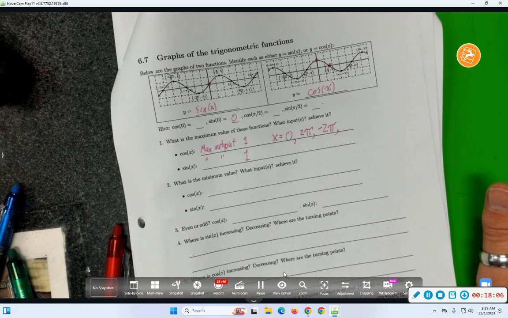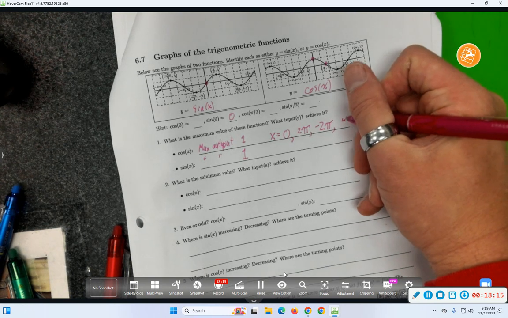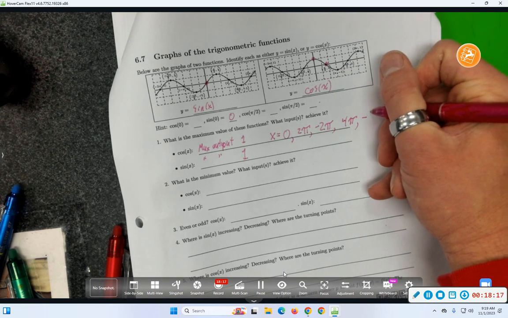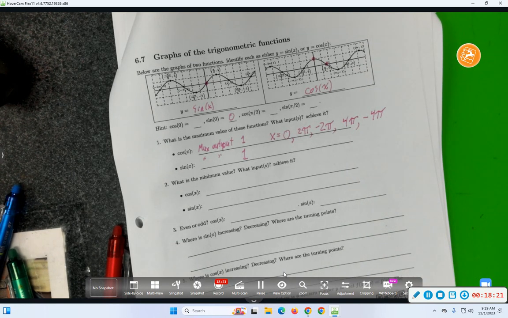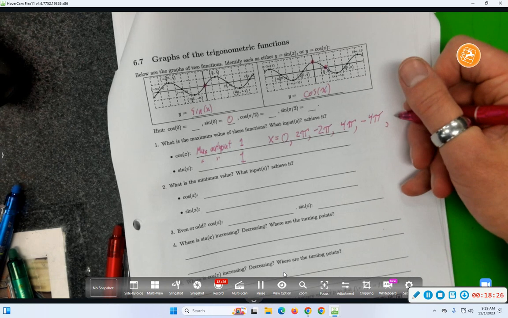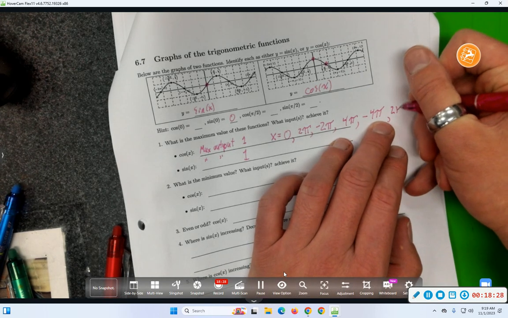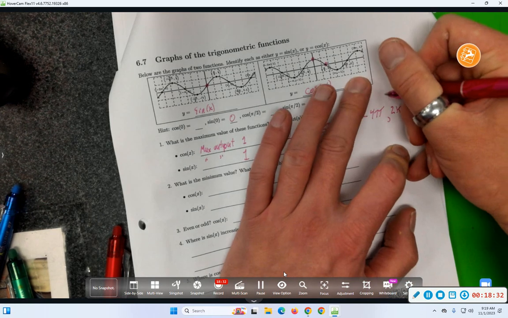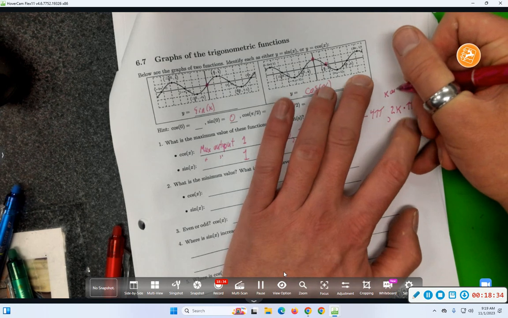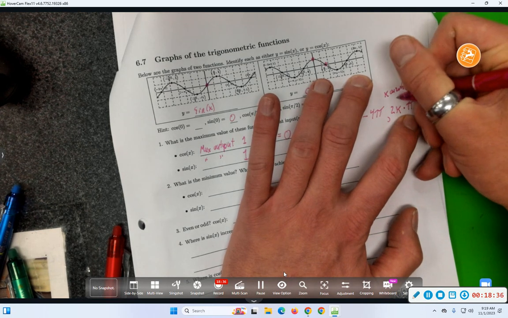If I continued this picture, would there be more? Yeah. What's the next place that you think it would happen? 4 pi. And I guess also negative 4 pi might happen. In fact, do you think any even number times pi would do? Oh, nice. So in general, I guess the formula for that would be 2k, because that's the formula for an even number, times pi with k a whole number.